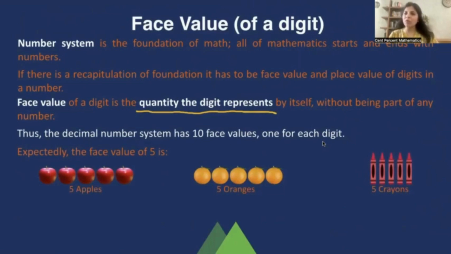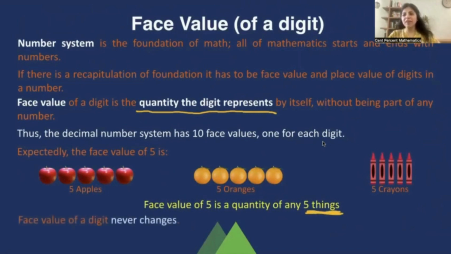Face value of a digit in a number is supposed to be the quantity the digit represents, and the quantity can only be of a thing. So it is not 5, but 5 apples. So it is a quantity of any 5 things. So this is important to know. And the face value never changes. It remains the same.